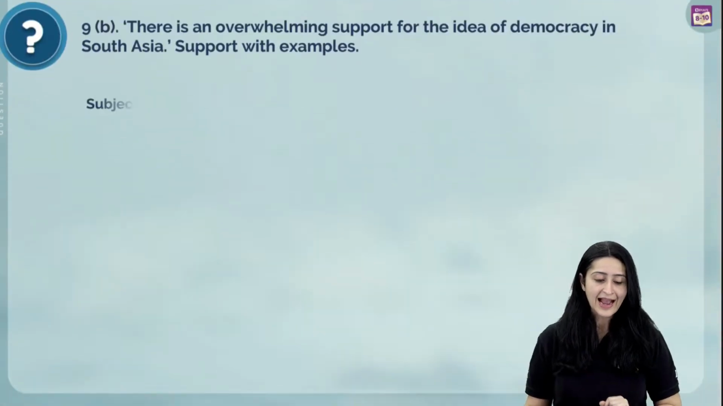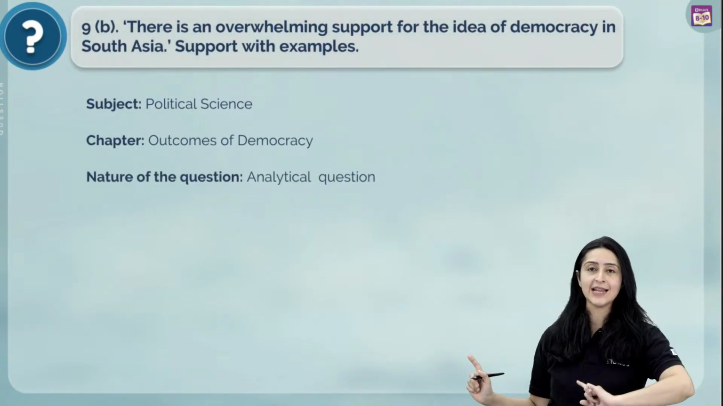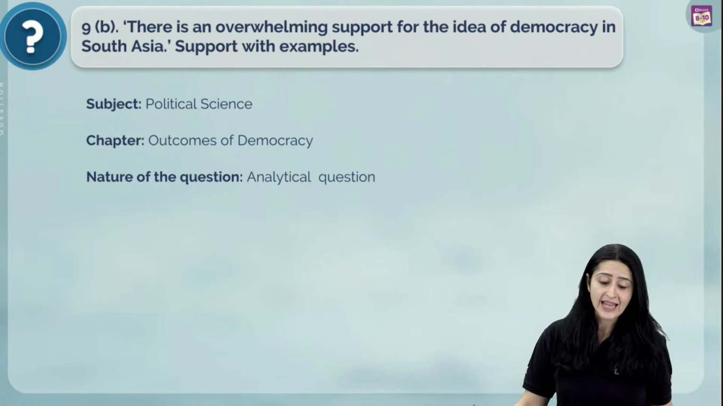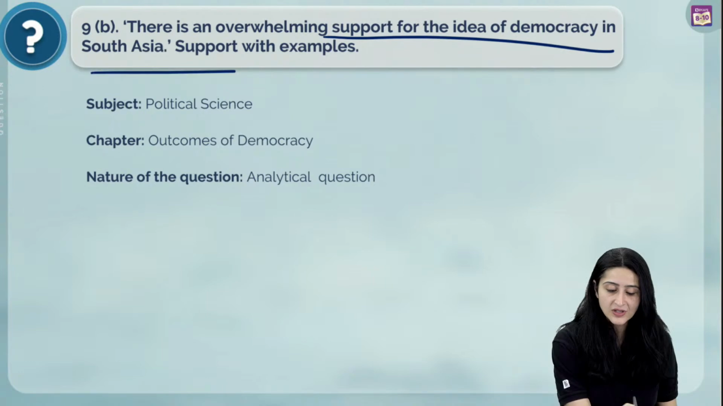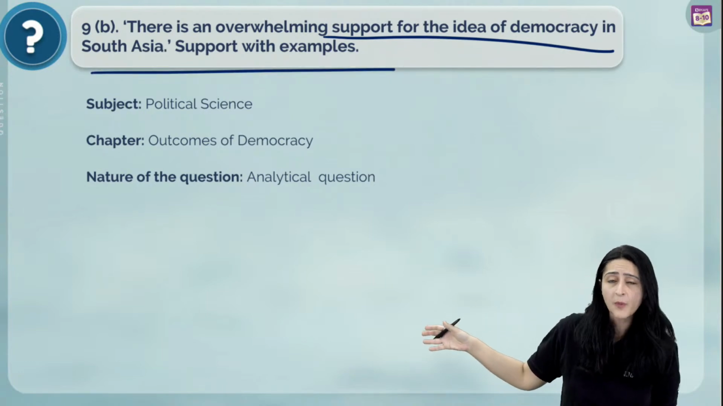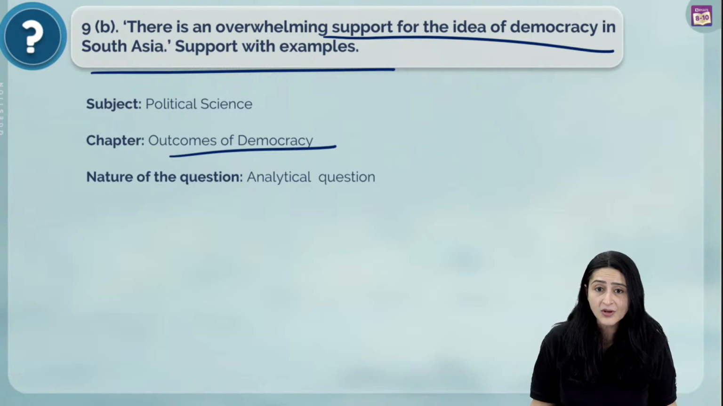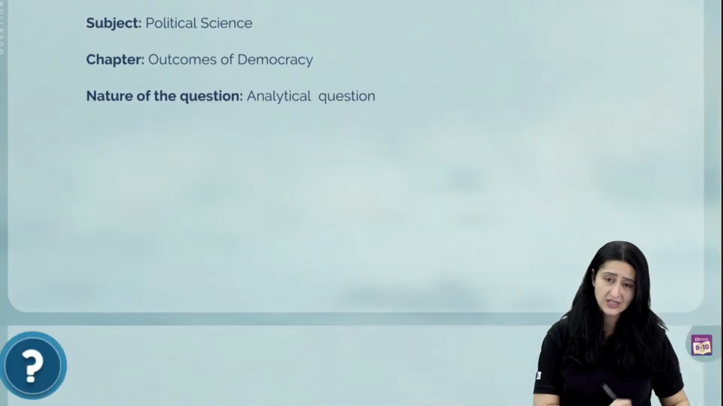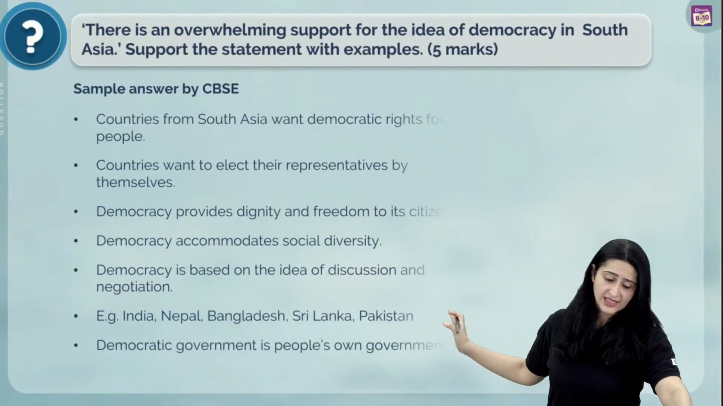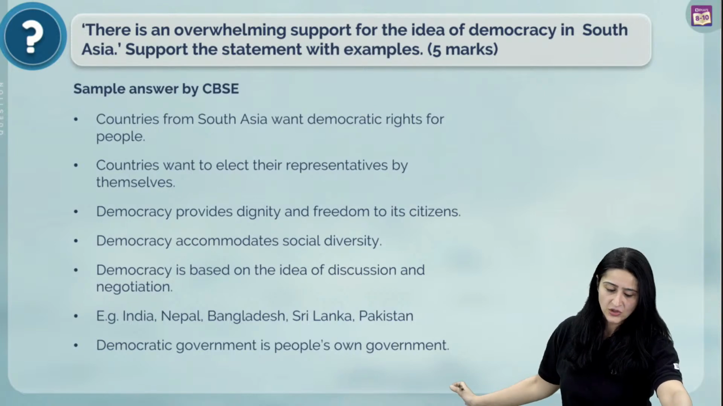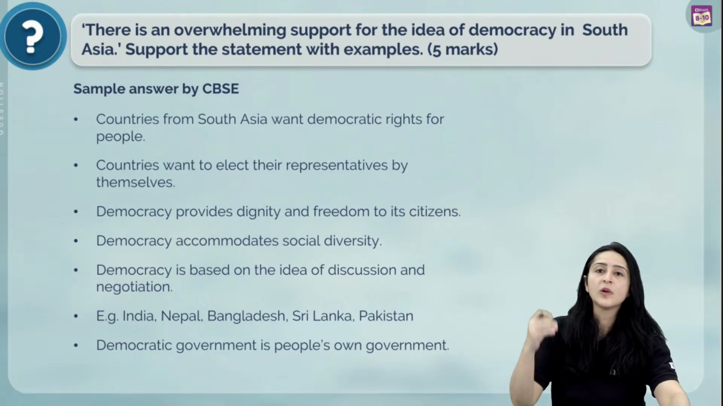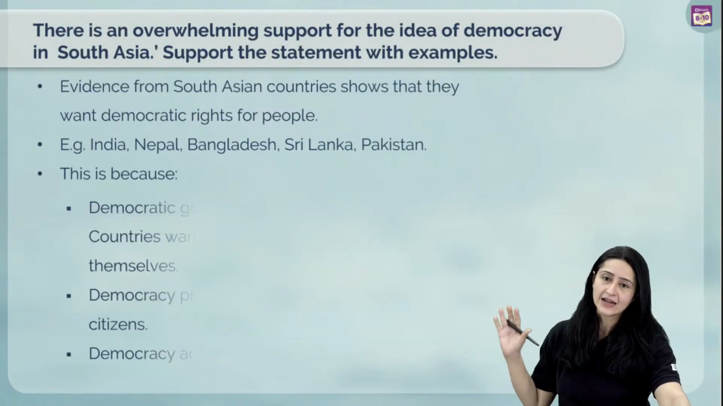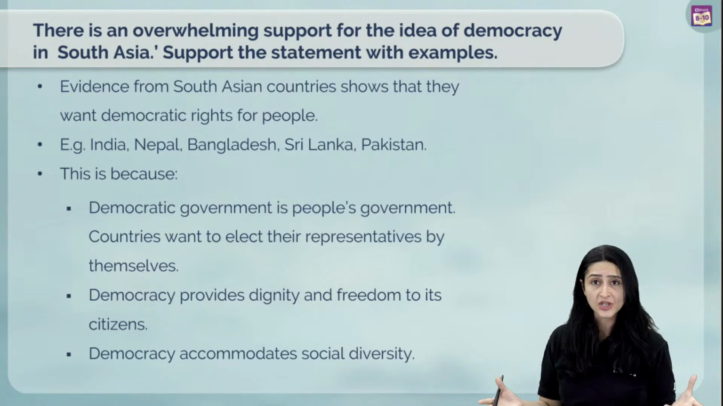Now, we had part 9b. You were given a choice in 9. You could answer either 9 or you could answer 9b. 9b was what? There is an overwhelming support for the idea of democracy in South Asia. Support with examples. Again, this is from Outcomes of Democracy. If you understand the concept of democracy, you will be able to solve any of these questions. Okay, if you take a look at what CBSE has done, again they put it in point format as usual. This is a 5-mark question, you will be giving minimum 5 points. However, to basically understand how to answer this question, we've already discussed the features of the democracy.